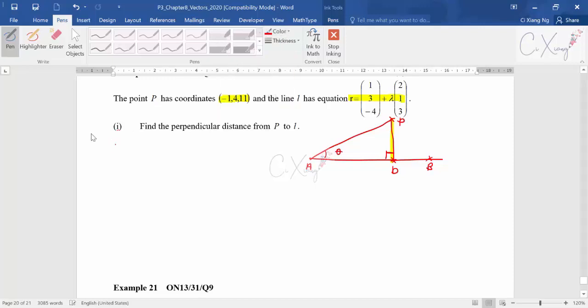So what is the unit vector of AB? Okay, so you have A, you have B. So AB is the direction of the line, right? So AB is equals to 2, 1, and 3. Also, the modulus of AB is equals to 2 square plus 1 square plus 3 square. So I think the modulus of AB should be equals to square root 14.